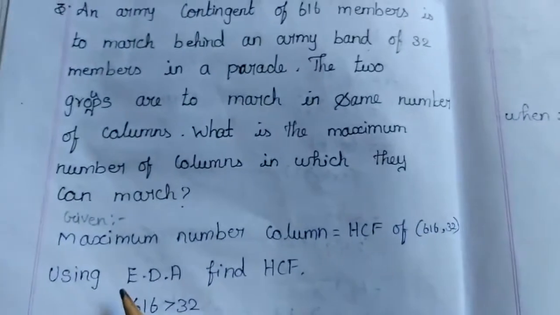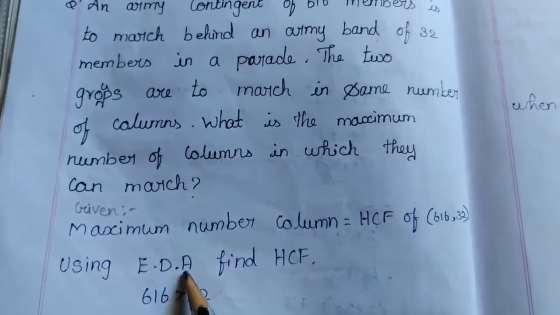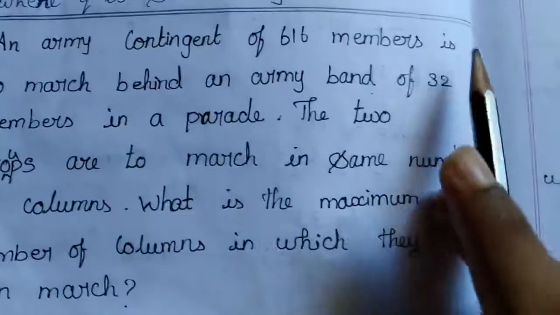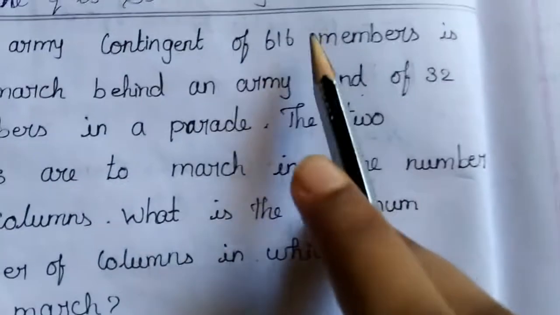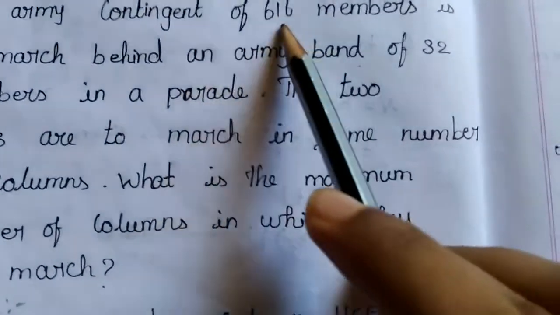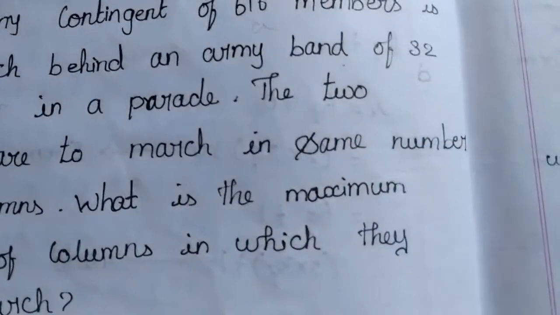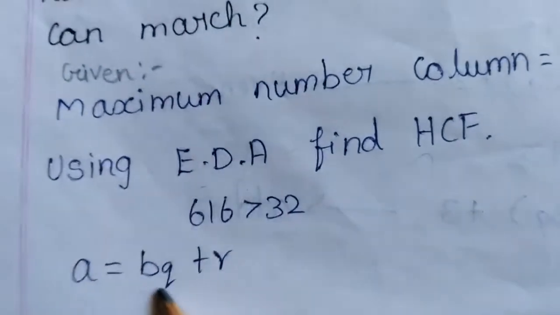We need to use EDA, that is Euclid's division algorithm in short form, for finding the HCF. See here, which one is greater, 616 or 32? 616 is greater. So here, 616 is A and 32 is B. So, what is the formula to find the HCF? A is equal to BQ plus R.